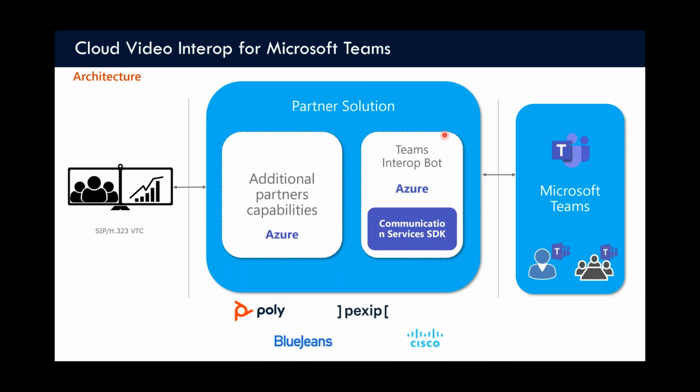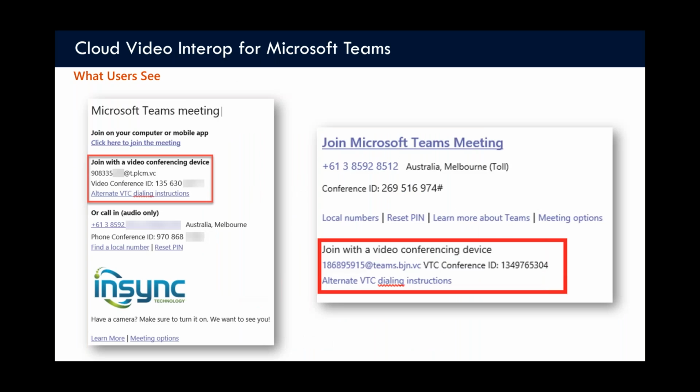We have an Interop bot in Azure, and together with the additional partner capabilities, it allows these standards-based devices to get into a Microsoft Teams meeting. Full audio, full video, full application sharing in both directions when this is deployed. How is it presented to your users? Okay, what do your users see when you have something like this deployed?